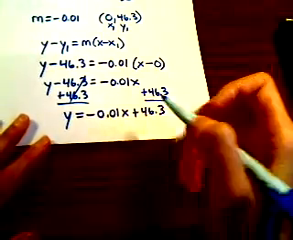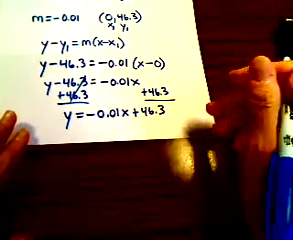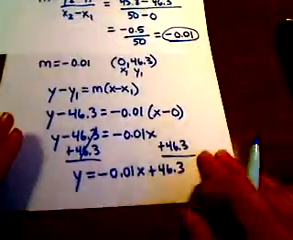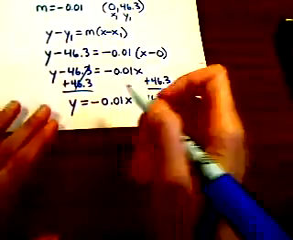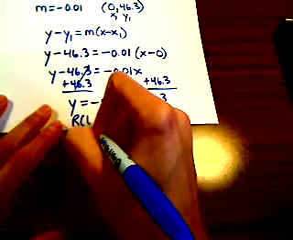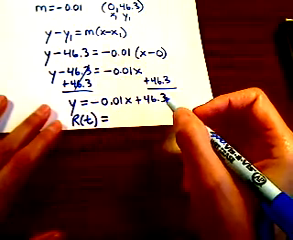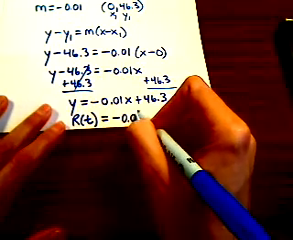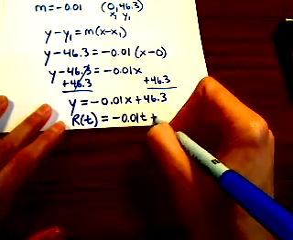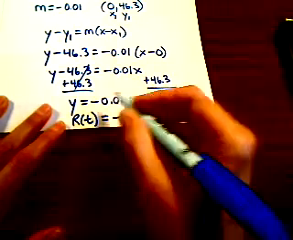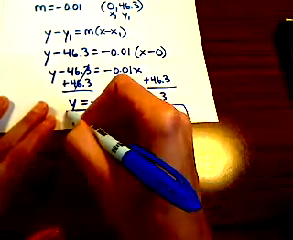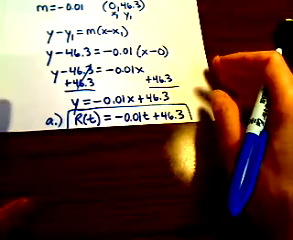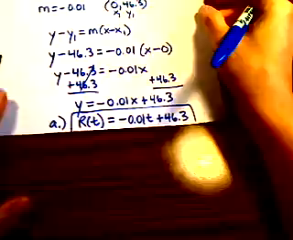Now, they did ask us to use t and r of t, and actually I'm just realizing that I worked this whole problem in x and y, and that's fine. But let's go ahead and convert it because they did ask us to use the variables here. So r of t is our y value and t is our x. And so this would be the equation right here that you would need for part A. Okay. So that's the linear function that fits the data.